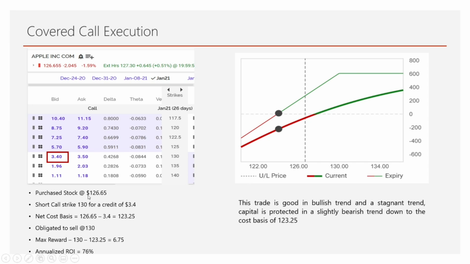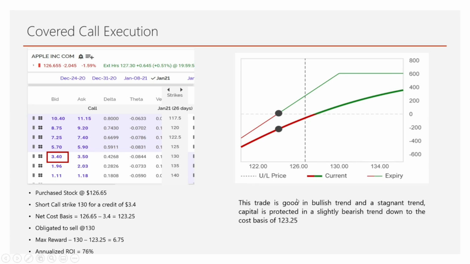My net cost is not 126.65. My net cost is 123.25 because I collected some premium. I'm reducing the premium, and my net cost is only 123.25. So I make a profit of 6.75 per share. What is my annual rate of return? 76%. Awesome, isn't it?